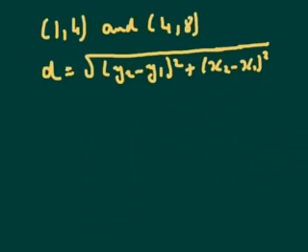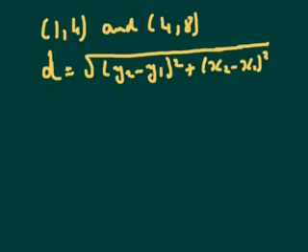Now when it comes to coordinate geometry, we tend to take a bit of a shortcut, but it really is Pythagoras' theorem in disguise. And here's the formula we use. Essentially, the distance is going to equal the square root of the difference between the y coordinates, all squared, plus the difference between the x coordinates, all squared. So it really is just Pythagoras' theorem.